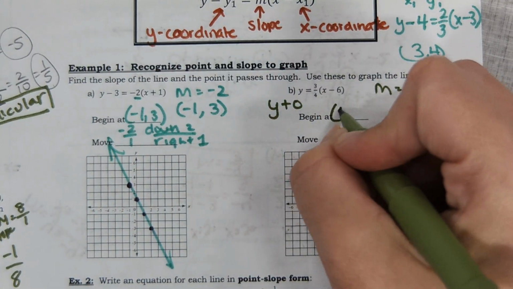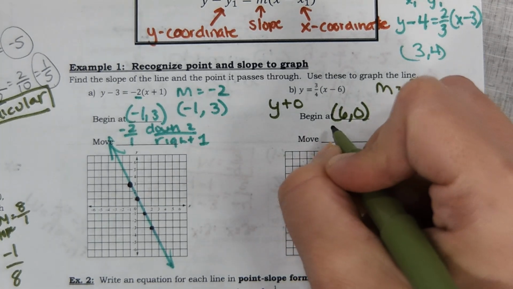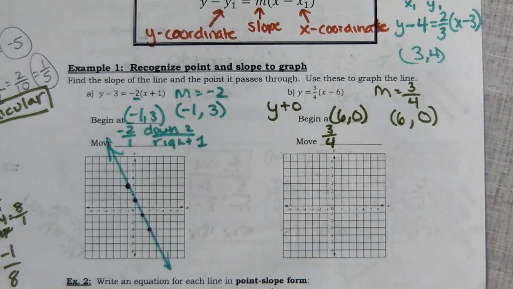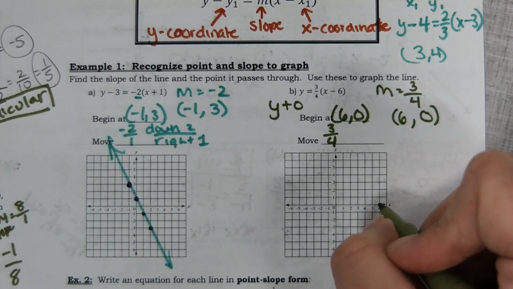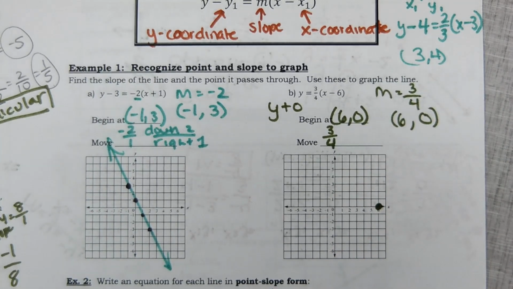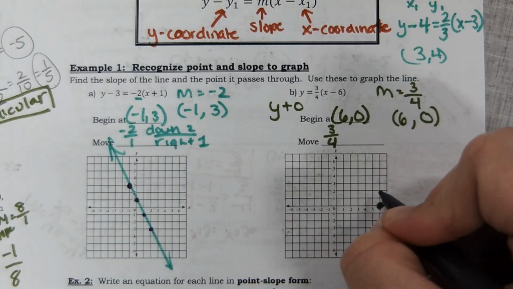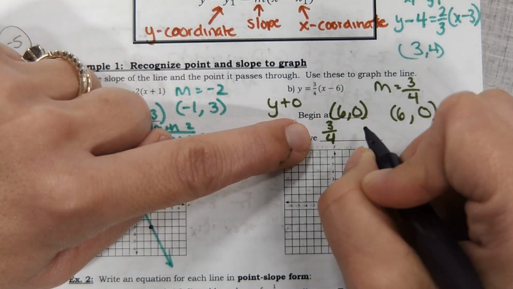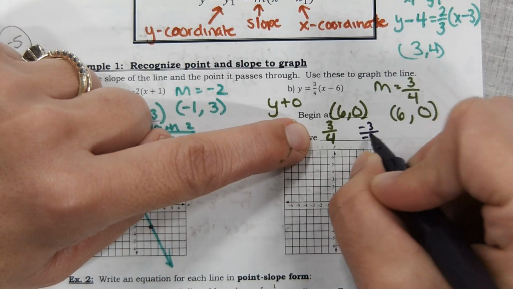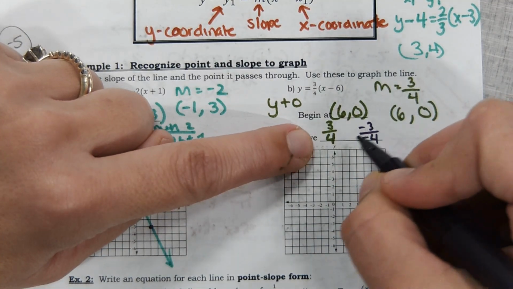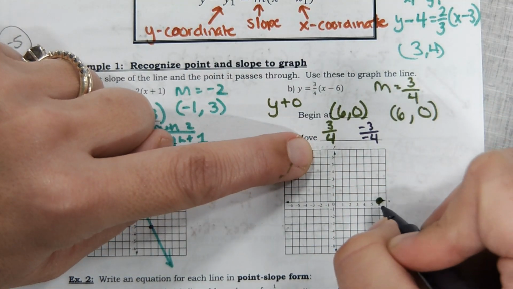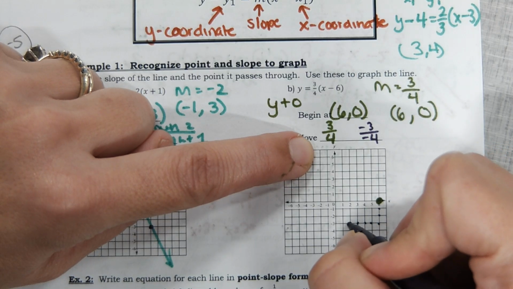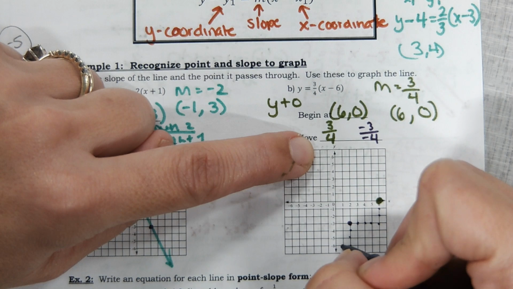So we begin at 6, 0, and then we're going to move 3, 4. So like up 3 to the right 4. So I'm going to graph 6, 0 right here. And then up 3 over 4. It doesn't fit on the graph. So instead, I'll go -3, -4. Because negative divided by negative is positive, so I can go down 3, 1, 2, 3, to the left 4, 1, 2, 3, 4, down 1, 2, 3.